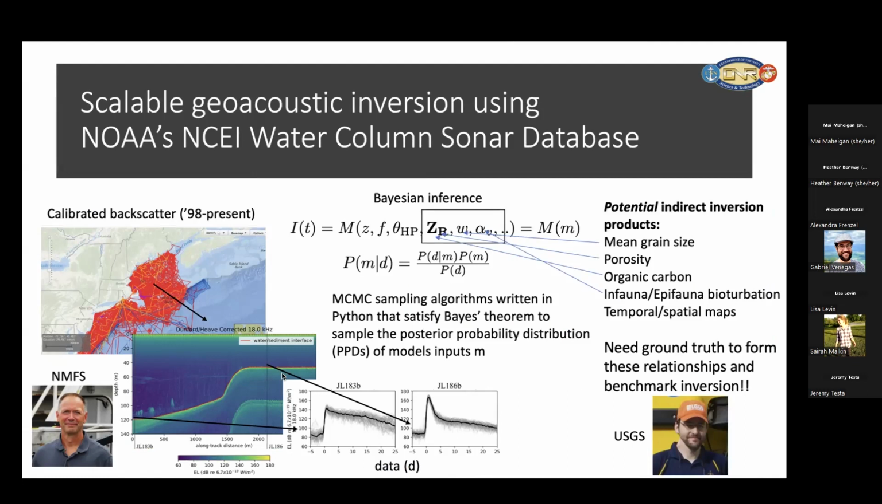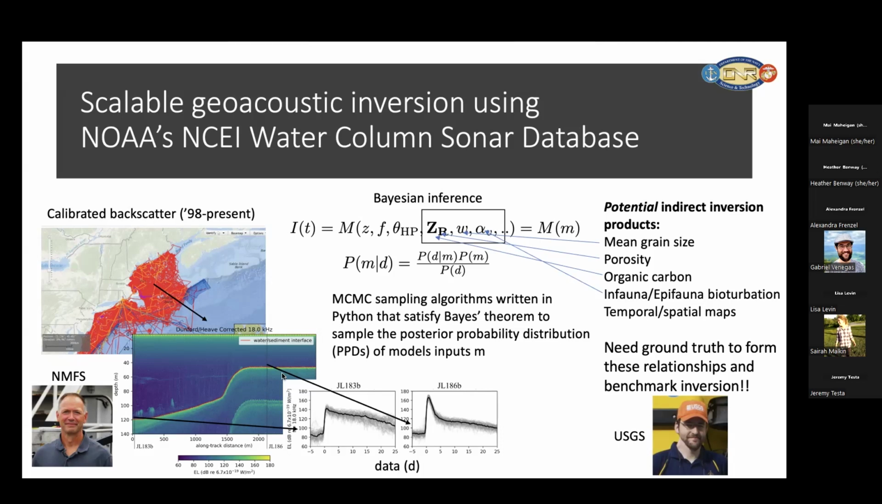And this idea of having temporal and spatial maps. But the kicker is we need a lot of ground truth. And that's the other half of the reason why I'm here, to see what kind of ground truths you guys are interested in or usually take. Because this model inversion needs some benchmarking. So I'm not going to just believe whatever comes out of this thing. I need to benchmark it first.